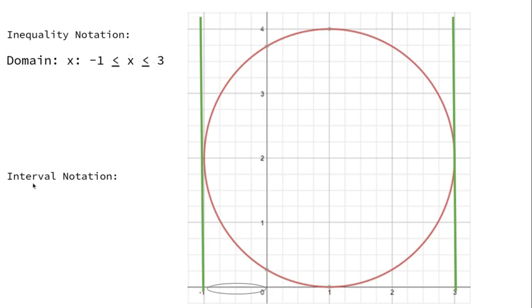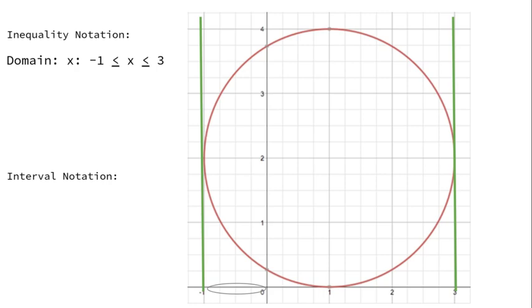Now, there's another notation, which you're probably familiar with from Math 1, that's called interval notation. And interval notation uses what we call brackets, which if you look on your keyboard are just under the backspace button and off to the left a little bit. And they're the bottom ones that we're going to use.